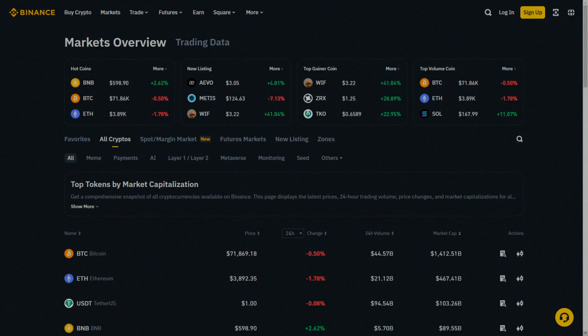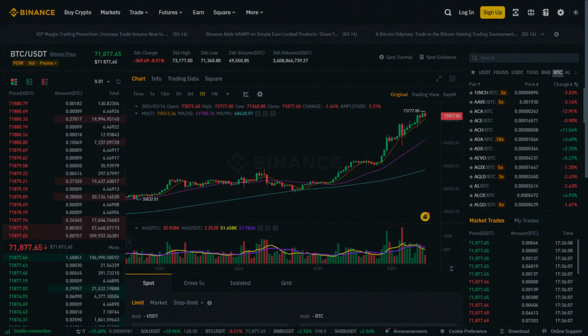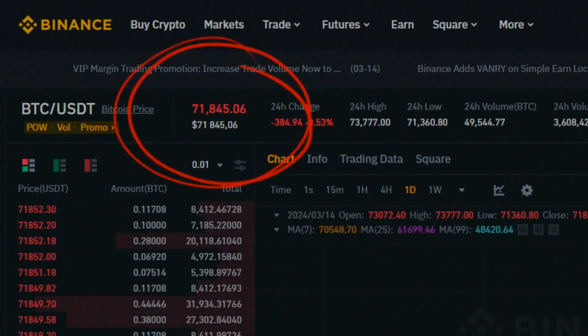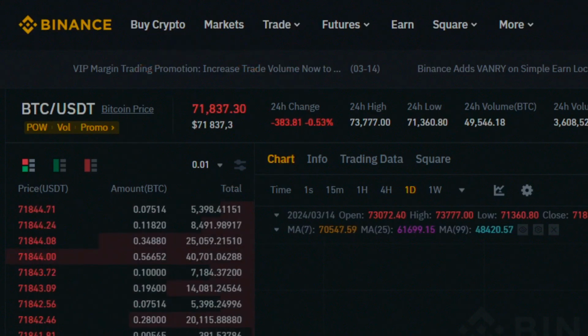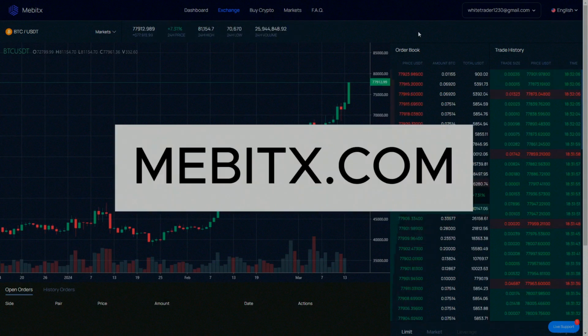First, we need to see the actual price of Bitcoin on Binance. At the moment, the Bitcoin price on Binance is $71,800. Now we need to go to another exchange and see the price there. This exchange is called Mebits. The link will be in the description and on the screen.